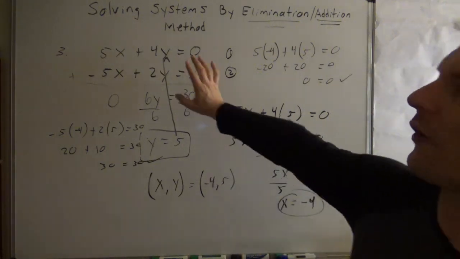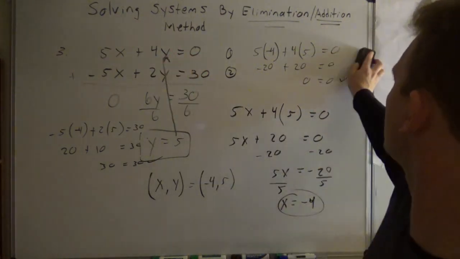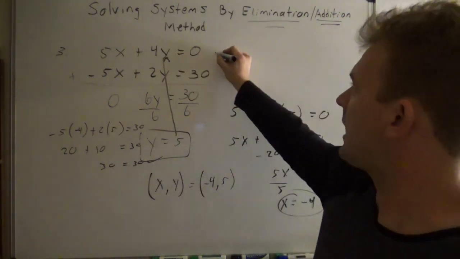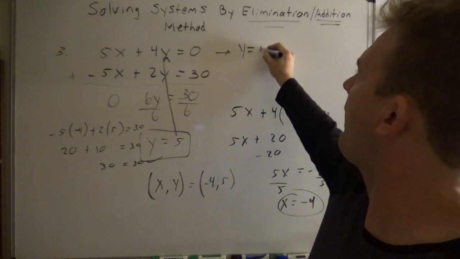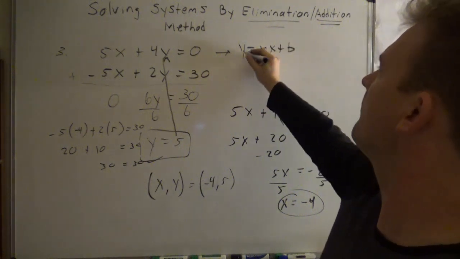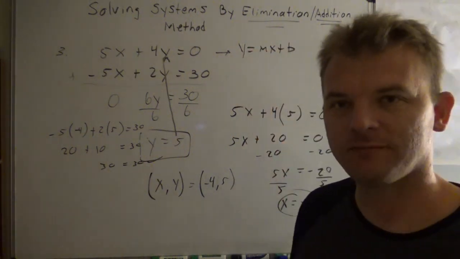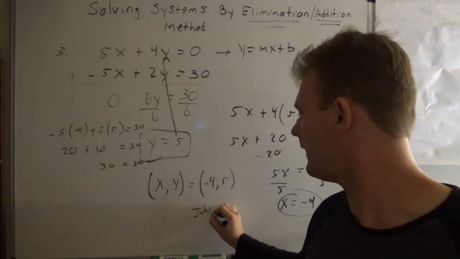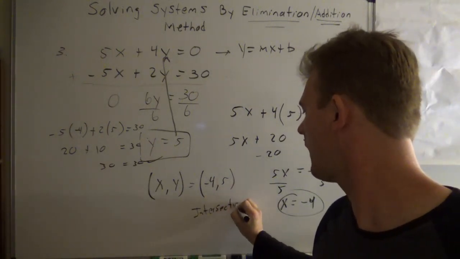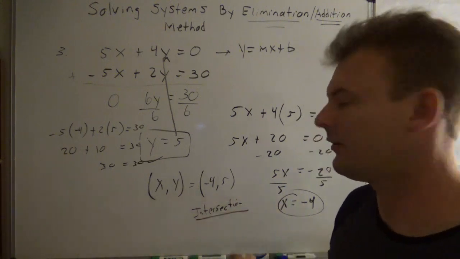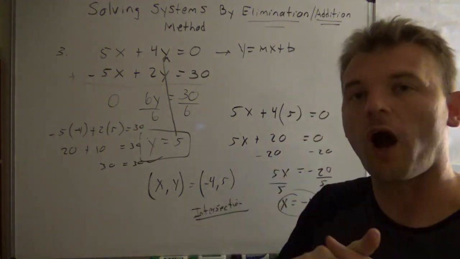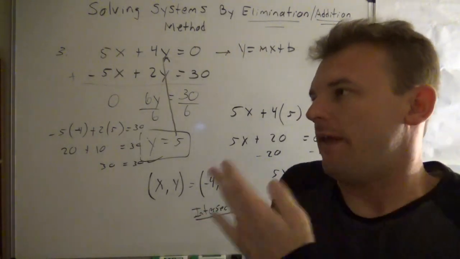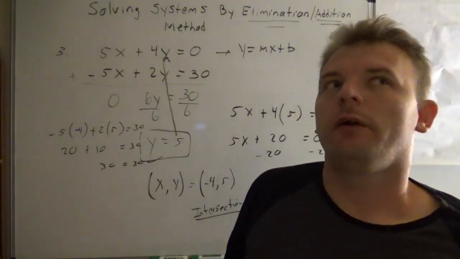If you were to graph these, if you were to take this and put it in that y equals mx plus b form and graph it, you would find out that this is what they call the intersection. This is where they both cross, which gives you a solution.